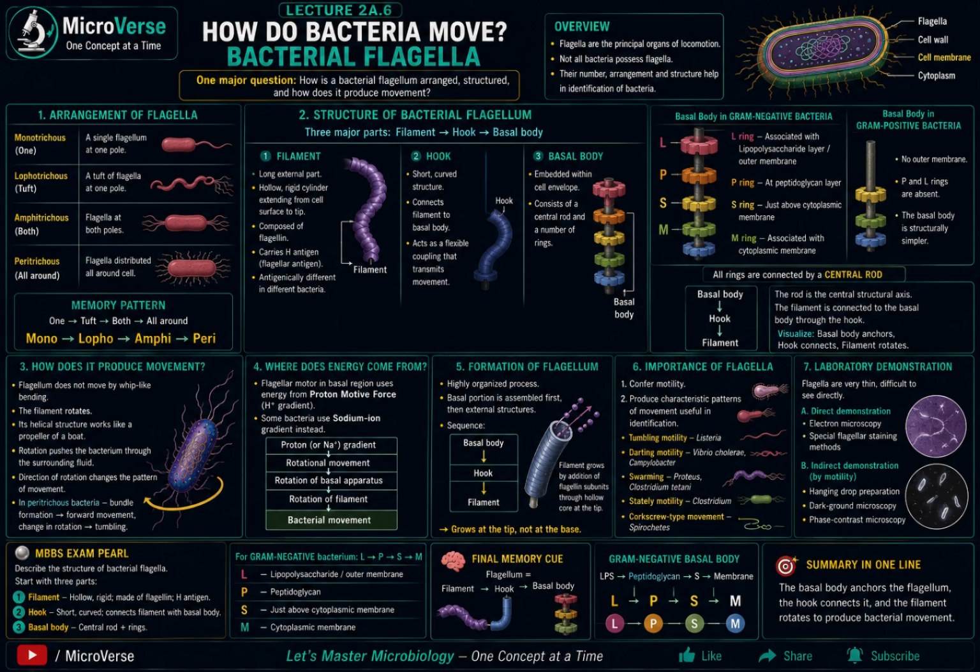So bacterial flagella are much more than simple threads attached to the bacterial cell. Their number, arrangement, structure, and antigenic properties, also type of motility, all have microbiological importance. The key concept is the basal body anchors the flagellum, the hook connects it, and the filament rotates to produce bacterial movement. So movement helps bacteria reach the right location, but once they reach a surface or host cell, another question arises: how do bacteria attach?